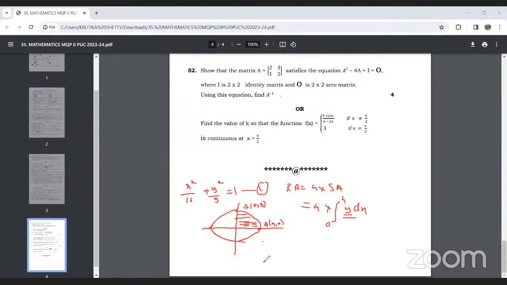So here again we make use of the formula: integral of root of a square minus x square dx is equal to x by 2 root of a square minus x square plus a square upon 2 sine inverse x upon a, plus c. So we have to substitute the limits and simplify it.